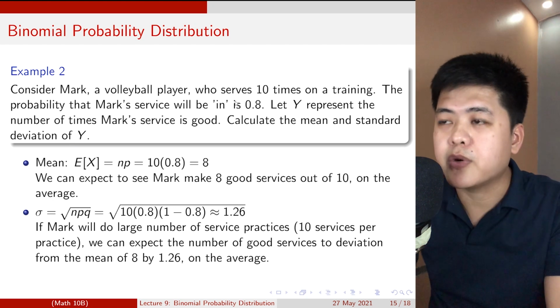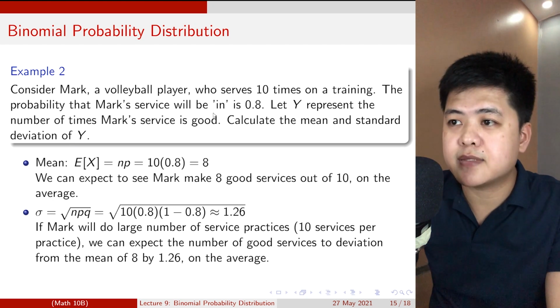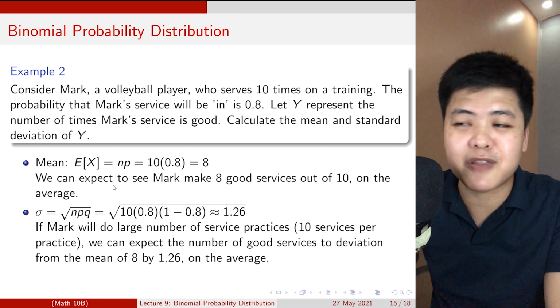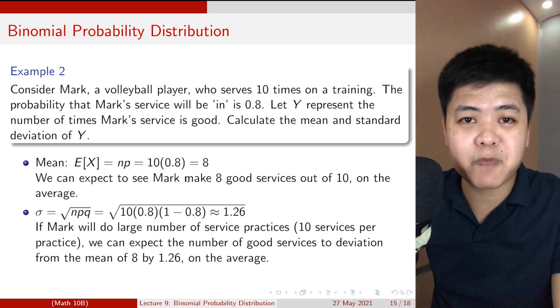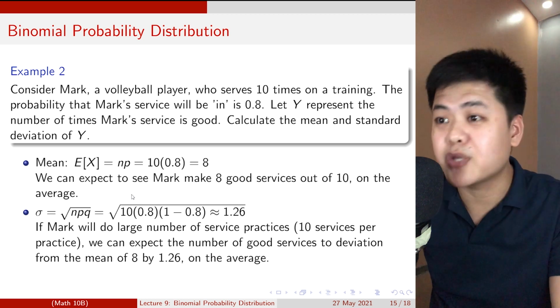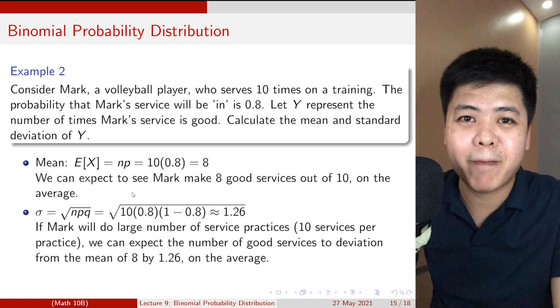Let's have example number 2. Madali lang. Yung kay Mark, the number of independent trials is 10, and the probability of success is 0.8. So therefore, the mean or the expected value is 0.8 times 10, which is 8. So in this case, katulad sinabi ko kanina, we can expect to see Mark make 8 good services out of 10, on the average, or in the long run, kung patuloy niyang ginagawa yung practice na mag-service ng 10 beses.